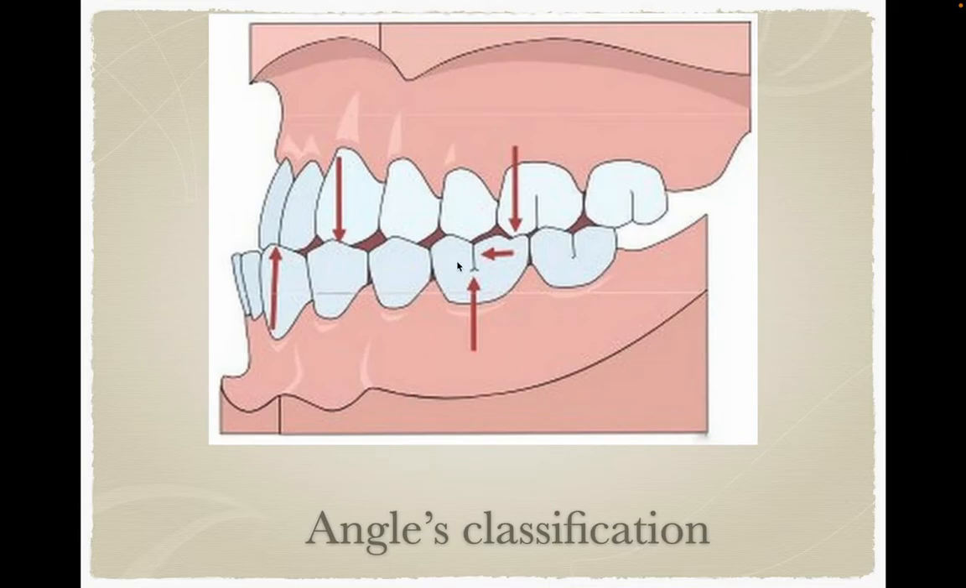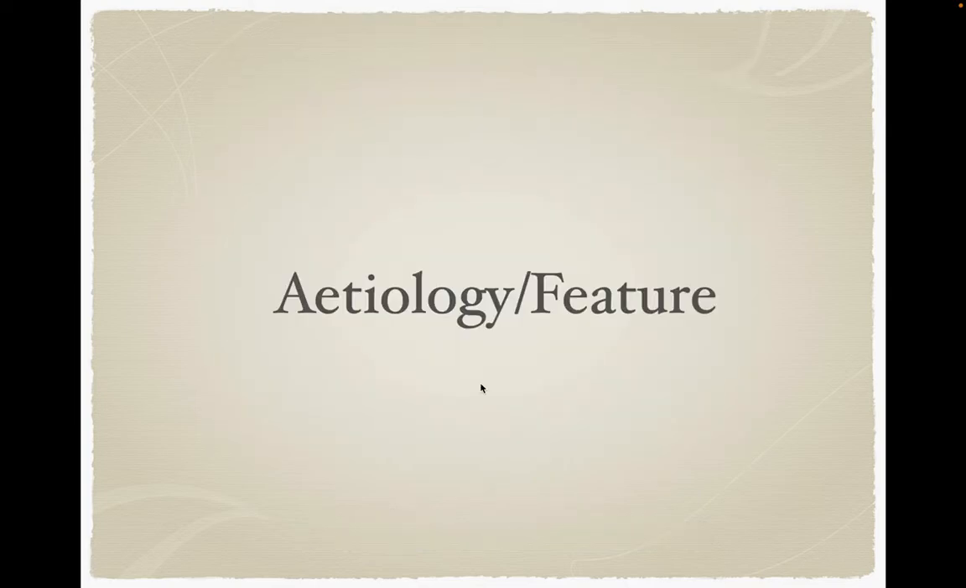Don't forget that in Angle's classification, the buccal cusp of the upper 5 occludes in the mesiobuccal groove of the lower 6, and the mesiobuccal cusp of the upper 6 is posterior to the groove of the lower 6. That's Angle's classification of class 3.